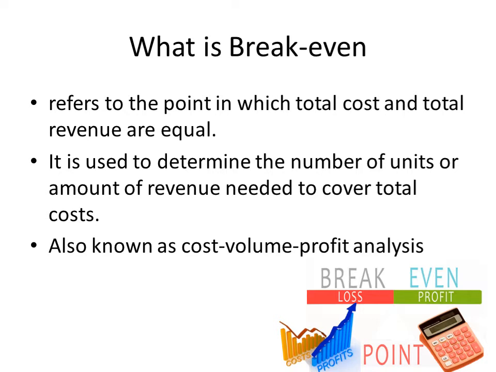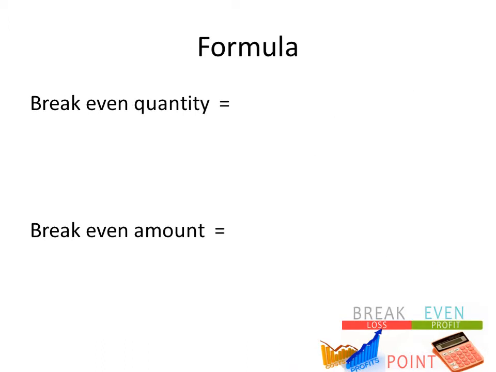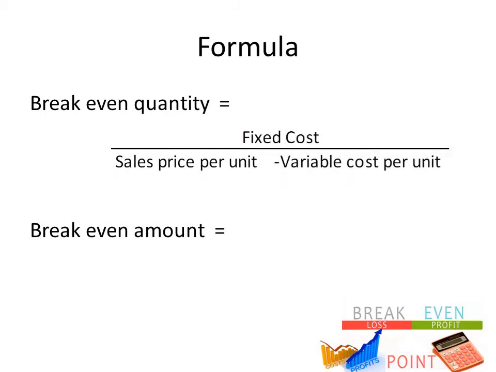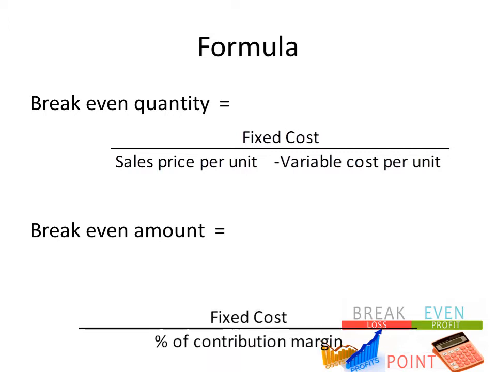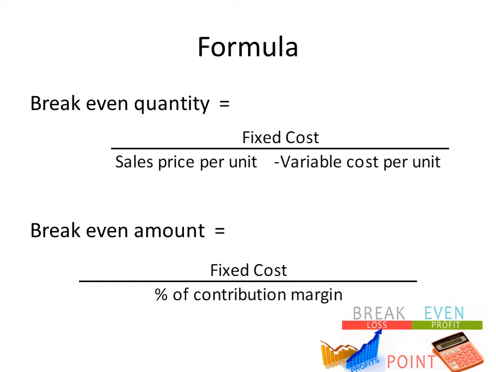Why cost volume profit analysis? Because it involves the cost and the number of units, so that we will be able to determine the number of units that will recover the total cost. Okay? So here's our computation. For the break-even quantity, we have fixed cost divided by sales price per unit less variable cost per unit. Or in some books, this is what we call our contribution margin per unit. For the amount, we have fixed cost times the percentage of contribution margin.